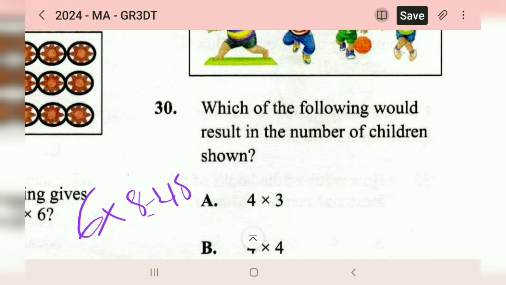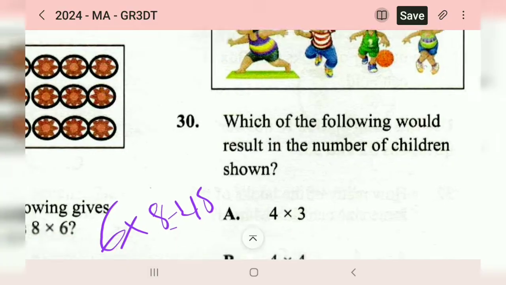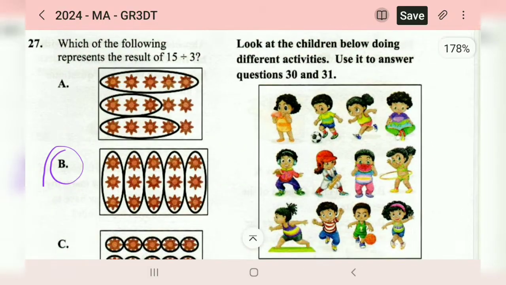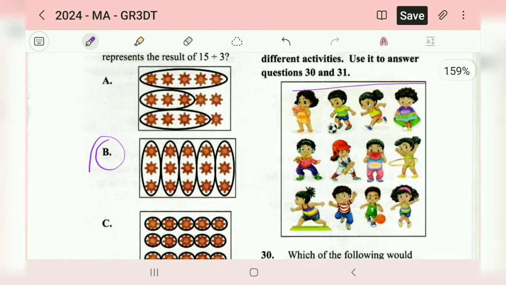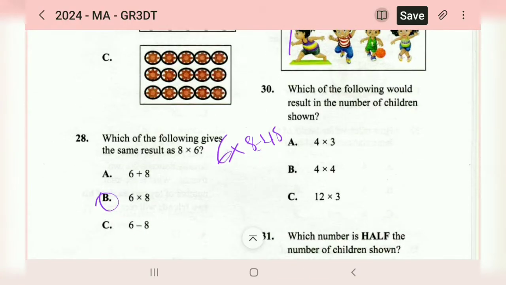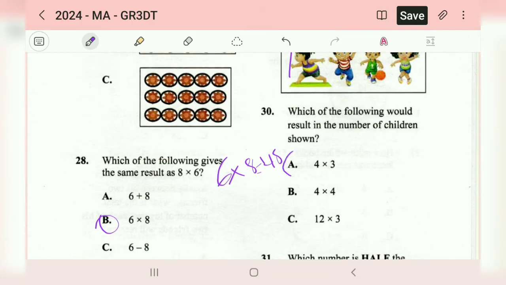Which of the following would result in the number of children shown? A says it is 4 times 3, so it's like working it as a grid. 1, 2, 3, 4. So we have 4 going across. And how many coming down? Let's see. 1, 2, 3. So it's 4 times 3. Yeah. 4 times 3 is 12. So it's A. 4 times 3. Alright.